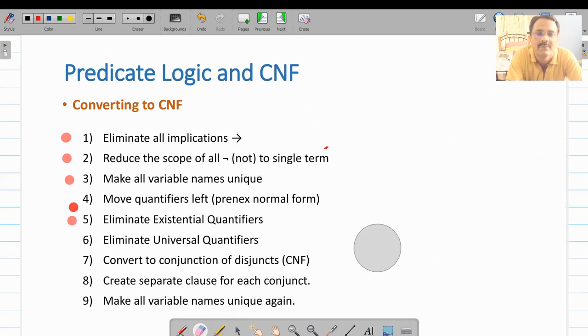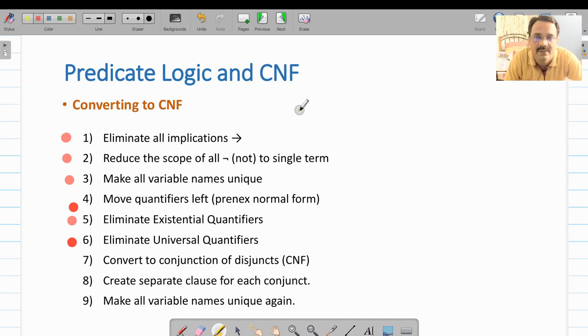Next step is eliminate universal quantifiers. Now we have only for all quantifiers left. So you remove those for all quantifiers. You can simply remove them because we have already standardized variables. So let us make it out.